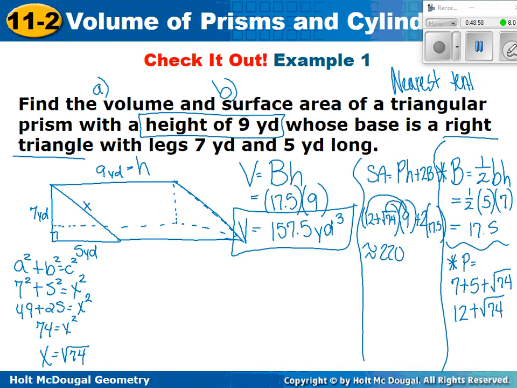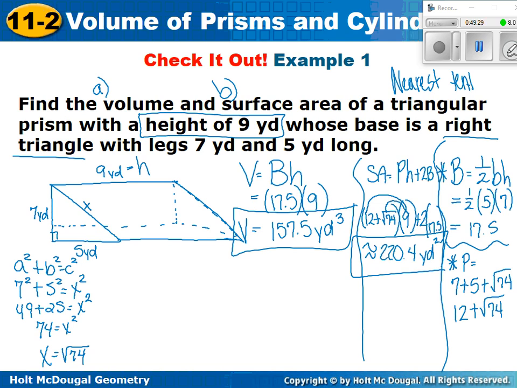Was it 222 or 220.4? Units? Yards squared. Okay, that's where it gets a little harder when you have to calculate things like using Pythagorean theorem to find your perimeter. But again, if you'll just go step by step, find your base, find your perimeter, find your height separately, then it's easy to just plug it into the formula.